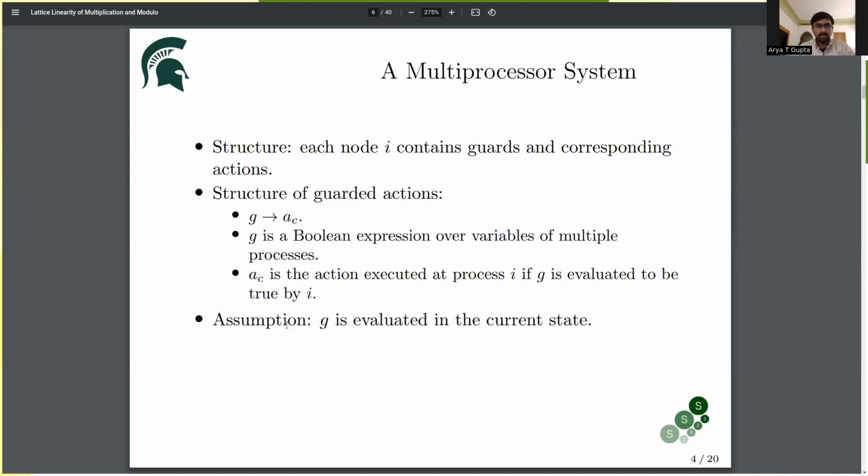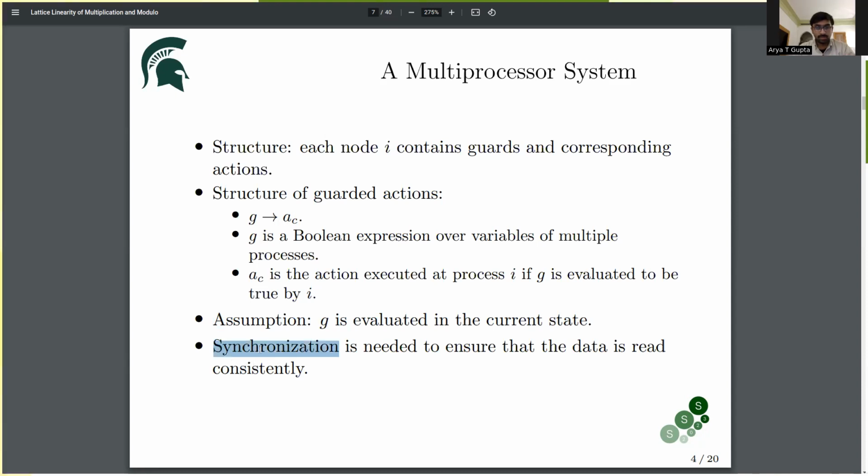There is an underlying assumption in most distributed system algorithms and parallel processing algorithms that G is evaluated in the current state. What it means is that the values of variables of the nodes on which G is evaluated are assumed to be the latest value, to be the fresh values. To ensure that this assumption is enforced, we need synchronization. Synchronization is needed to ensure that the data is read in a consistent fashion.